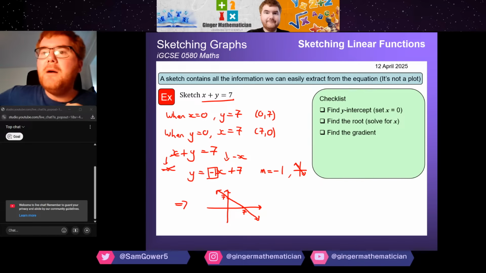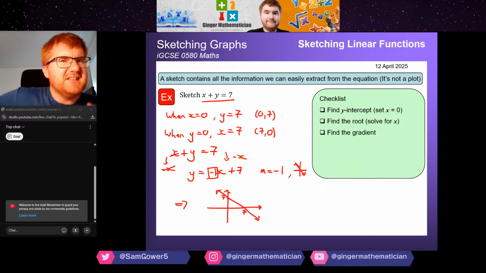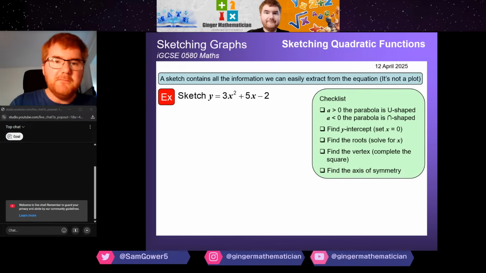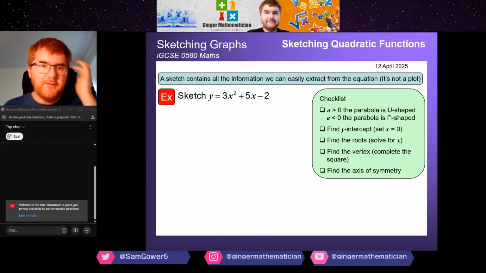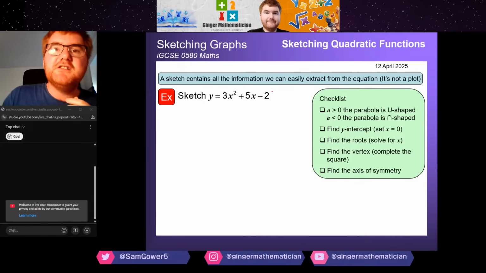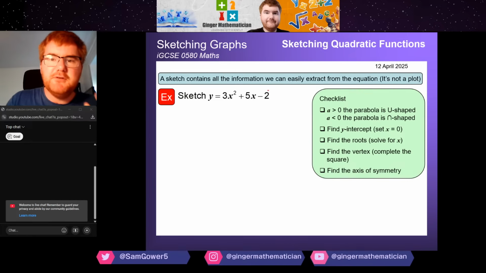Okay, so that's a nice warm-up of linear functions. Generally they don't get you to sketch it, they get you to plot it, but it's a good way to warm up. What we're going to look at now is a quadratic function. So we're going to start with something a bit tricky here. We're going to start with y equals 3x squared plus 5x minus 2. And we're going to sketch this from essentially first principles.